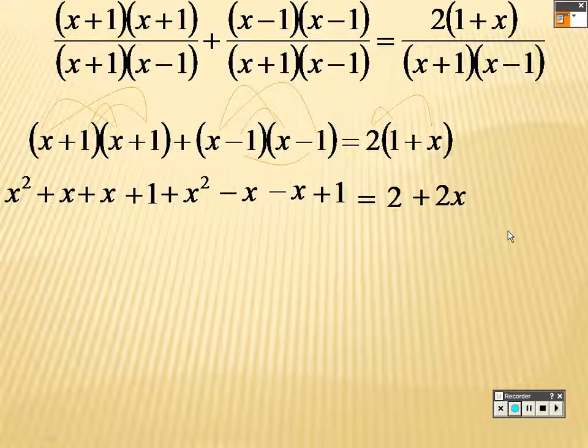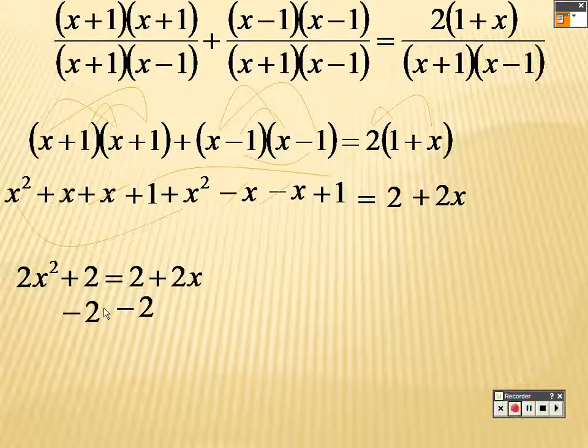Okay, so what to do, what to do. Let's combine like terms. An x squared and x squared is a 2x squared. An x and a negative x, they'll cancel out. I have another x and a negative x. They'll cancel out. So all I have left over on this side is a 2, because 1 plus 1 is 2. And I have a 2 plus 2x left over on that side. I realize if I subtract a 2 on both sides, they're gone. So I'm actually left with 2x squared equals 2x.